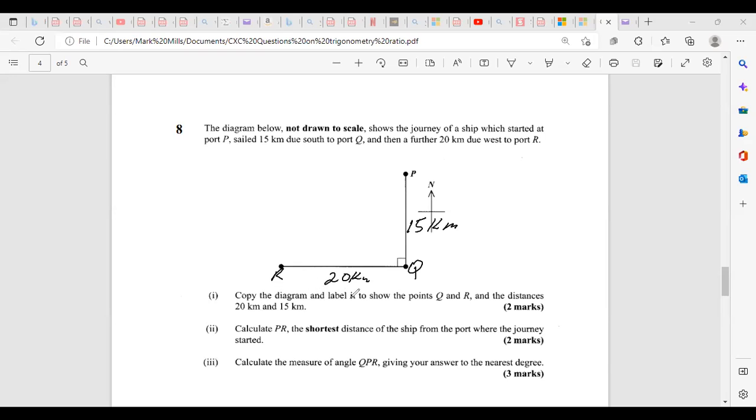So the first part of the question: copy the diagram and show the points Q and R. The distance was 20 kilometers and what? 15 kilometers. So that is it, right? So we've done that. That is A. Everybody understand that? Now, when you finish, since you have the 3 points, this will form what you call a right angle triangle, right? So you join this one with this and you form a right angle what? Triangle. Are we clear?